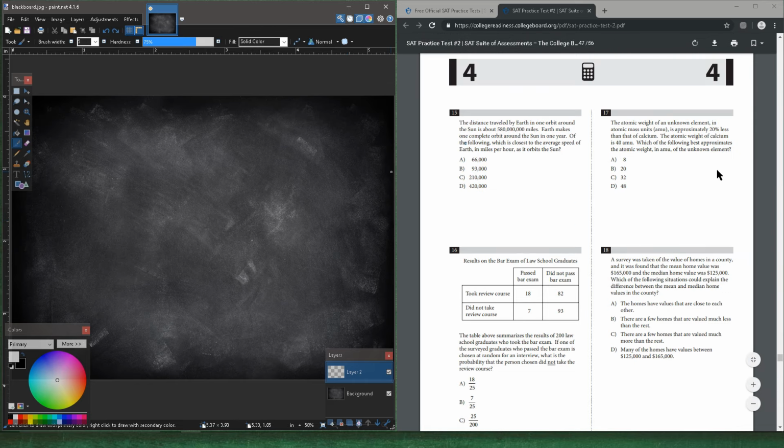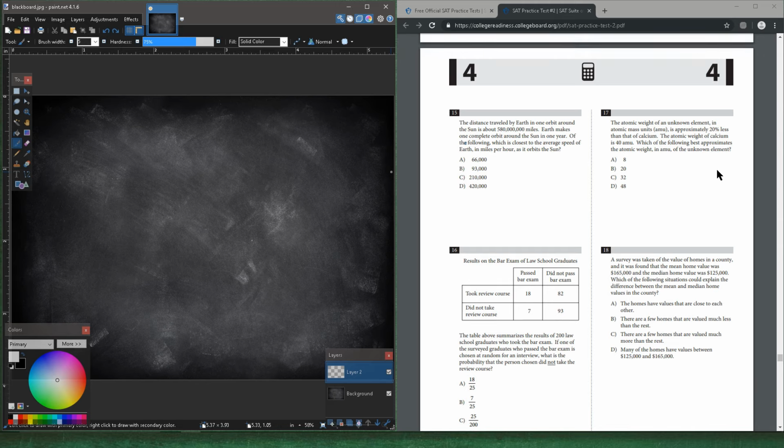Pretty basic. 17. The atomic weight of a known element is approximately 20% less than that of calcium. The atomic weight of calcium is 40 AMU. Which of the following is the best approximation of the known element? So it's 20% less than that of calcium, and calcium is 40. So 20% less means that it's 80% of the total amount. So 80% of 40 is 32, I think. So the answer is C.